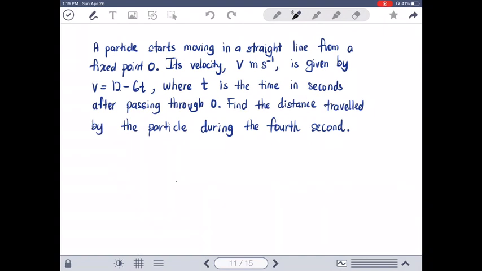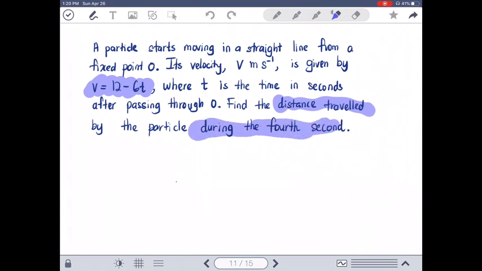Okay, now let's have a look at this question. The particle starts moving in a straight line from a fixed point O. Its velocity v is given by this function here, where t is the time in seconds after passing through O. Find the distance traveled by the particle during the 4th second.